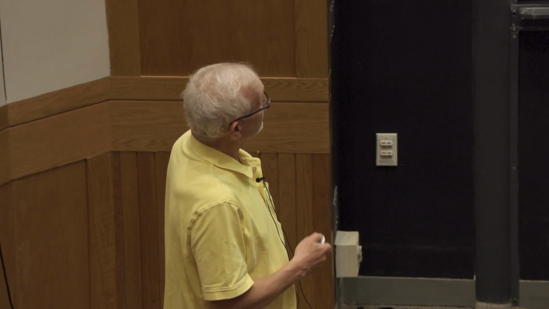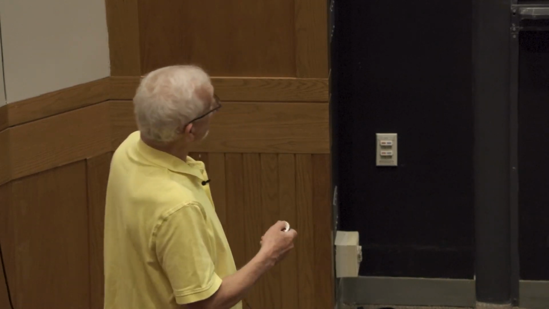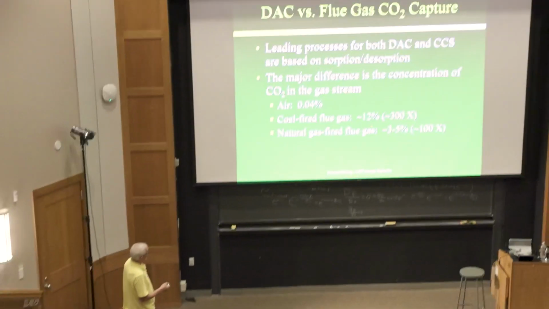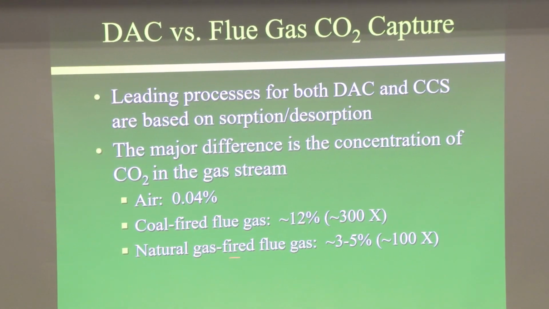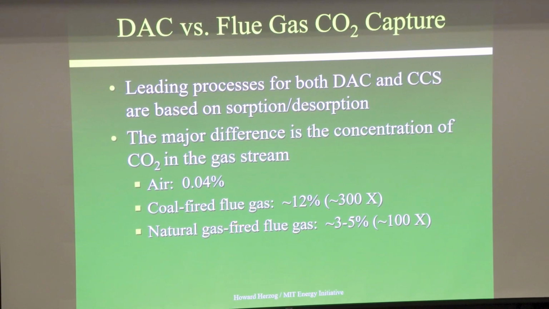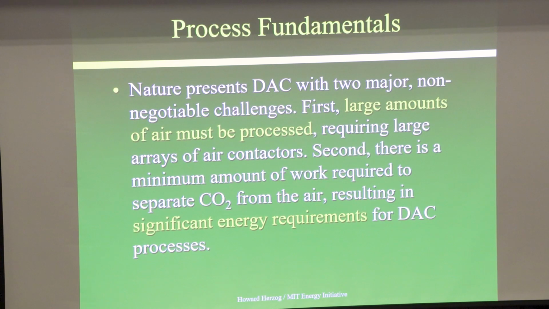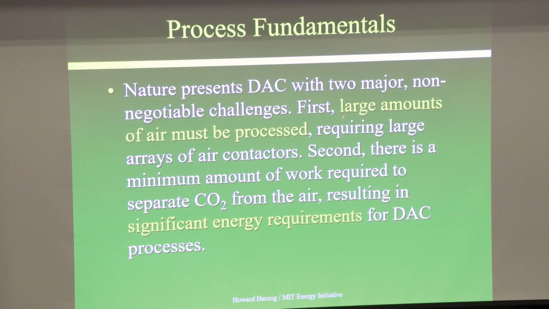So what are the differences between flue gas capture and DAC? We've alluded to it, but the big difference here is the concentration, factor of 300 versus a coal gas flue, factor of 100 versus a natural gas flue. And this gives us some real fundamental issues direct air capture has to face.